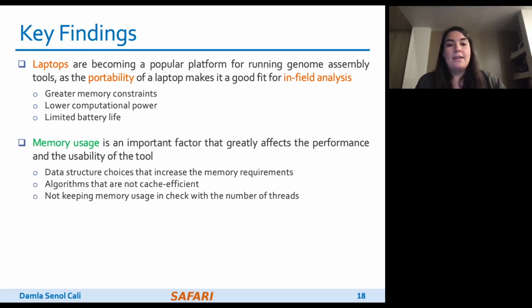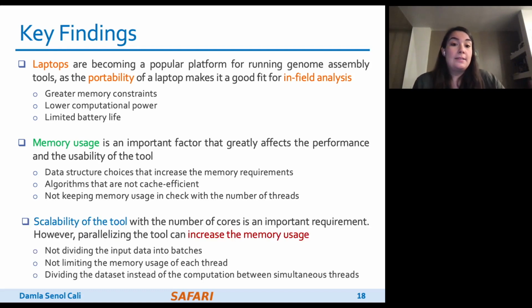So the second finding is memory usage, of course, is an important factor that greatly affects the performance and also the usability of the tool. So data structure choices that increase the memory requirements, or algorithms that are not cache efficient at all, or the algorithms that don't keep memory usage in check with the number of threads, were suffering because of bad memory usage or inefficiency in terms of that.